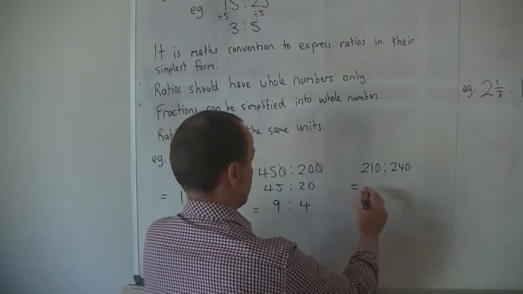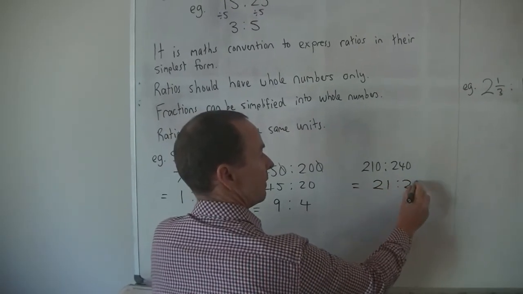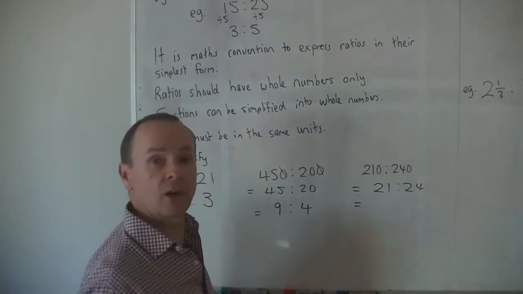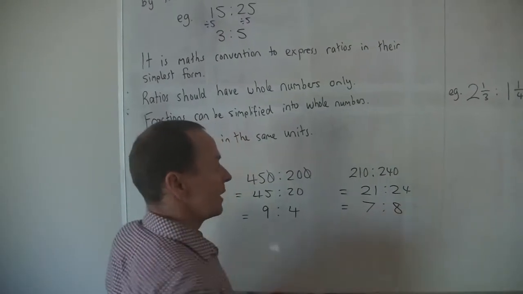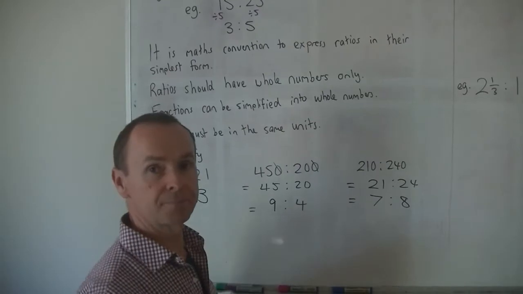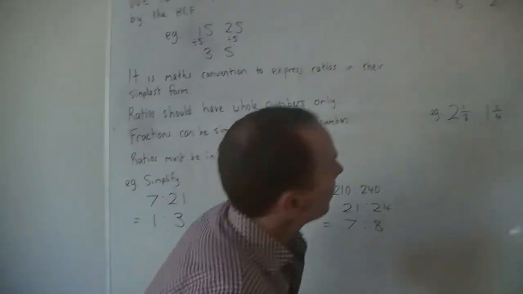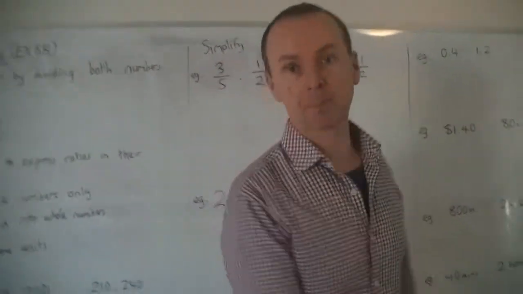And the next one, 210 to 24. Chop the 0 off, so I'm going to say it's 21 to 24. And 3 goes into both. 3 7s are 21, 3 8s are 24, so the ratio is 7 to 8. Excellent, that was too easy. Let's go to something a little bit more challenging.